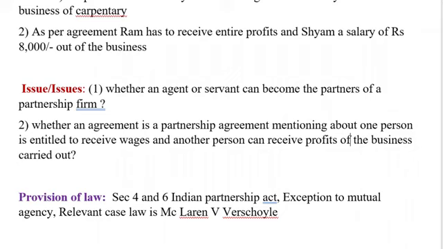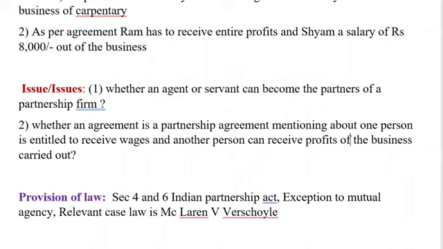Here I will not take those things in this problem, because this problem is related to the exceptions to the mutual agency. That means the money lender, the servant of the agent, widow of the deceased partner or seller of a goodwill cannot become the partners of a partnership firm. So this aspect we can see under the exceptions to the mutual agency.